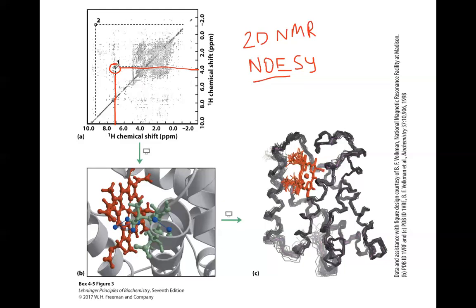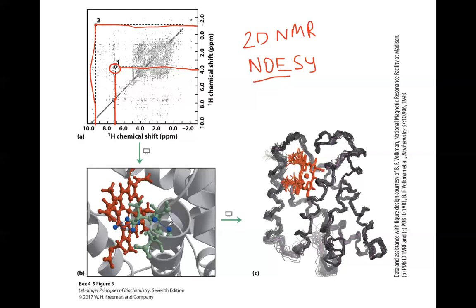So n plus 4 or n plus 5, then you know that these two hydrogens are in close proximity in the helix, and they might be on amino acids n and n plus 4. Same thing with this guy, hydrogen 2, right?